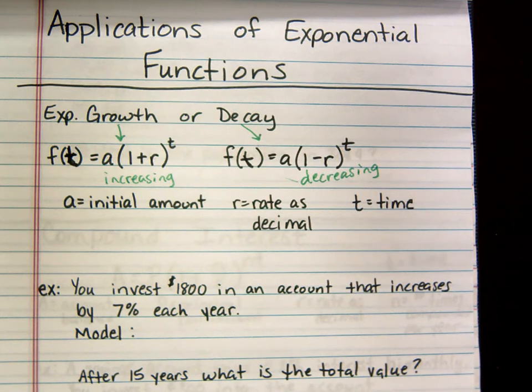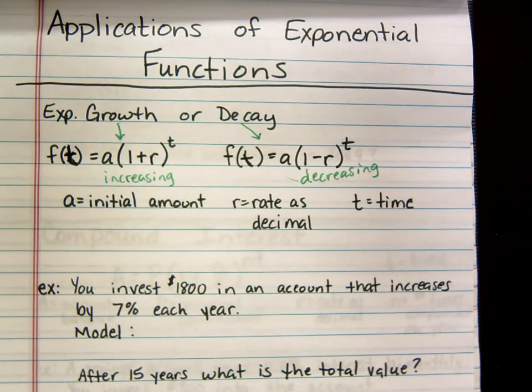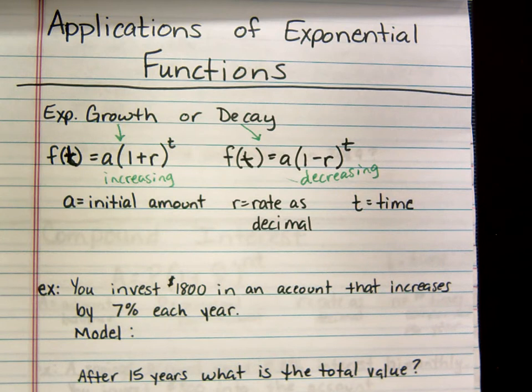Now, both of these are a function of time, which means the value you get is dependent on how much time has passed. Most of the time we're dealing with years, but it can be other values. So, for instance, if it's a bacterial culture, it might happen over the course of minutes. So it just depends on the scenario.